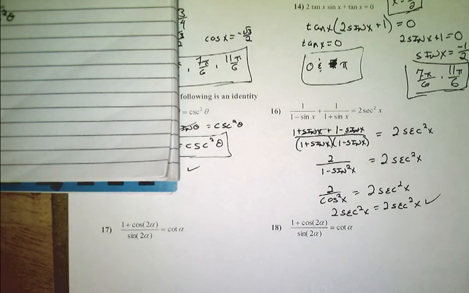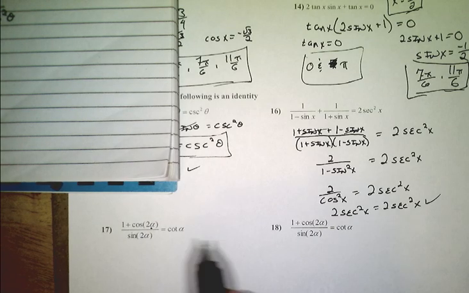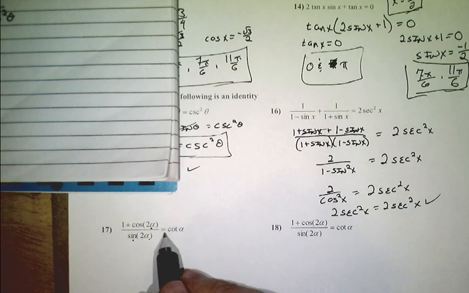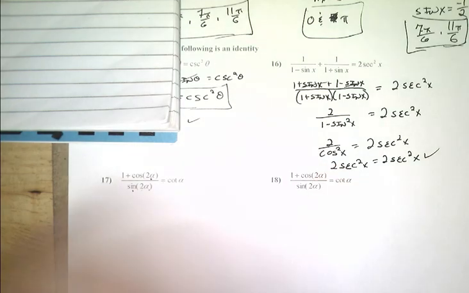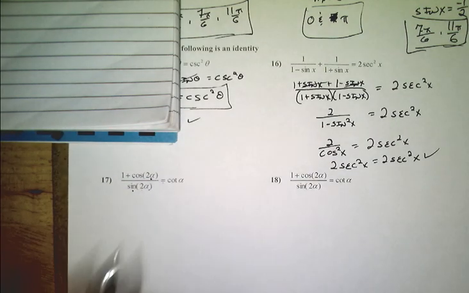Okay, this next one here. 1 plus cosine of 2 alpha over sine of 2 alpha equals cotangent of alpha. Now I have two different sizes of angles here, so I need to try and fix that. We are going to use the double angle formulas on this side here.